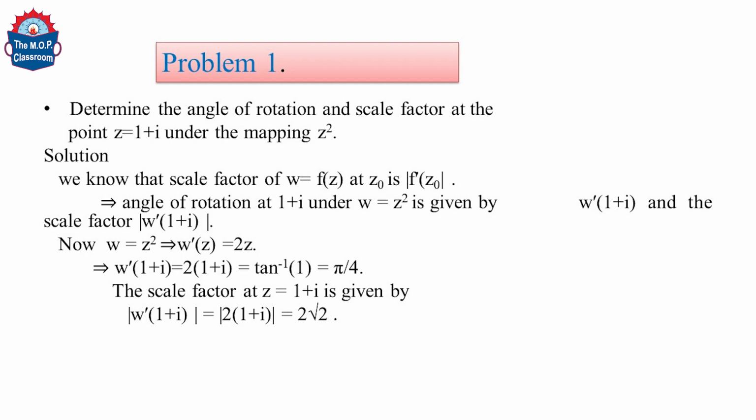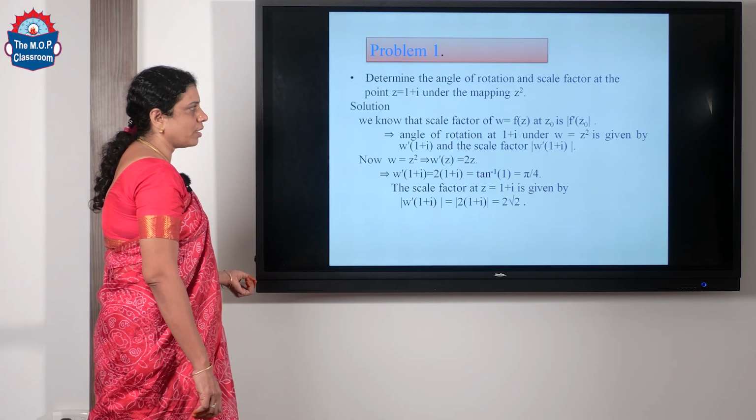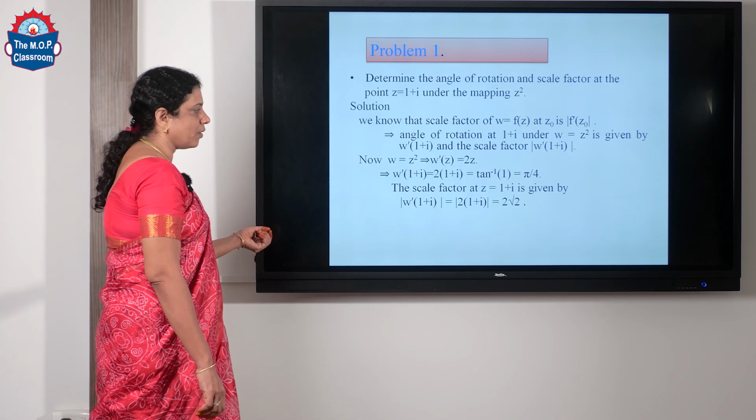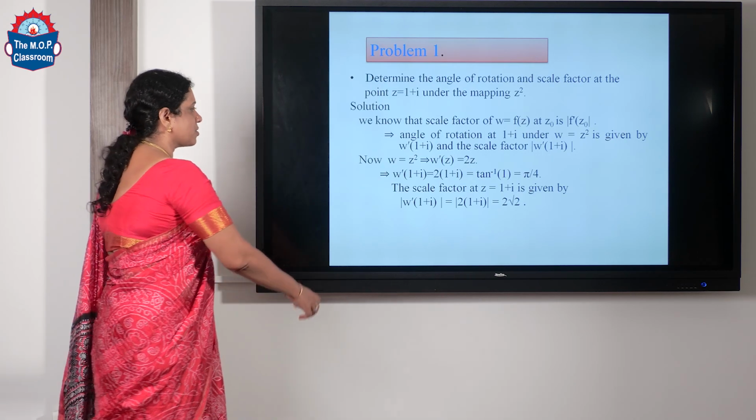Now, we take the function w equal to z square. The differentiation of z square with respect to z is nothing but 2z. So, at the point z naught, that is w dash of 1 plus i, it is 2 into 1 plus i. The argument of 2 into 1 plus i is nothing but the tan inverse of 1, which is pi by 4. The scale factor at z equal to 1 plus i is the modulus of f dash of z naught, the modulus of w dash of 1 plus i, that is 2 root 2.